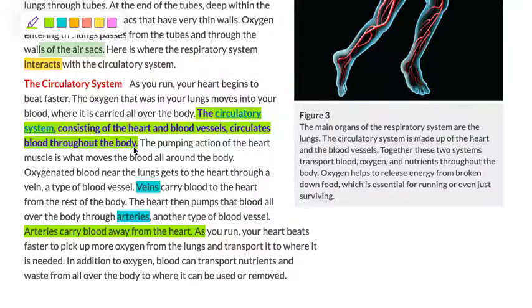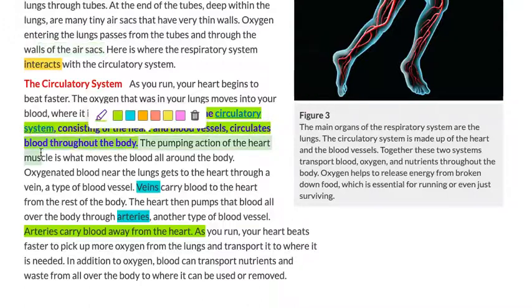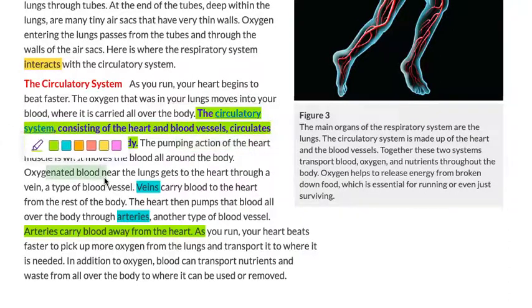Okay, so next we have the circulatory system. The circulatory system consists of your heart and blood vessels, and its job is to circulate blood throughout the body. Because our heart is a muscle that pumps blood throughout the body, we are able to get oxygenated blood near the lungs, and it goes through this vein, which is a type of blood vessel.